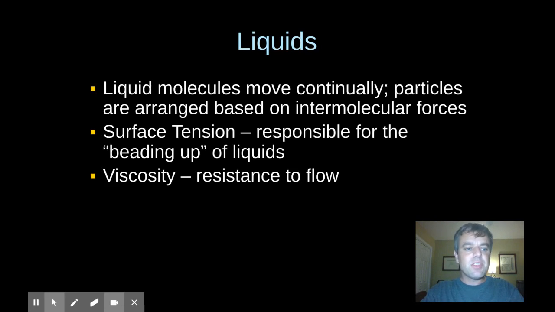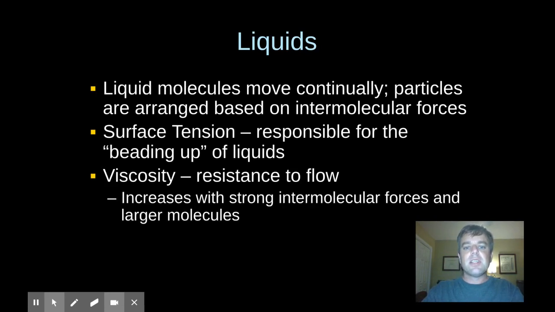There's also viscosity, which is resistance to flow. The stronger your intermolecular forces and the larger the molecules, the greater the viscosity. Larger molecules would, among other things, have greater dispersion forces. Also, they can physically get tangled up with each other, but dispersion forces become quite significant at this point. So, for instance, something like honey has a lot stronger intermolecular forces than water. And water has a lot stronger intermolecular forces than acetone.